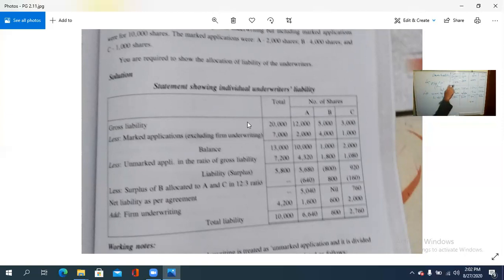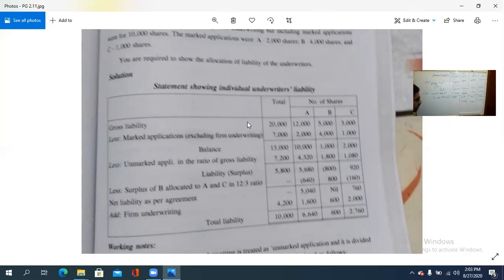A and C. Okay, so this is plus 800. That 800 is to be apportioned among A and C in the ratio 12:3, that is 12 by 15 and 3 by 15. So that 800 is to be apportioned in the 12:3 ratio based on the gross liability. It is 640, and here how much is it? 160. That is 800. How is it to be? 800 into 12,000 divided by 15,000, and 800 into 3,000 divided by 15,000. That is how 640 and 160 come.